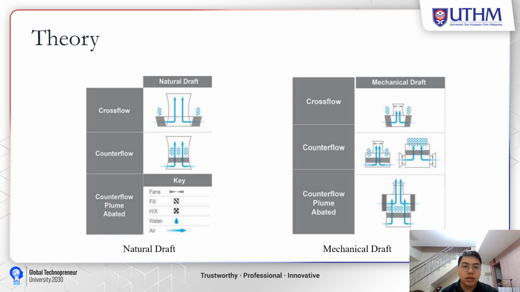So the next is about the theory. Commonly, there are two types of cooling tower, which are the mechanical and also the natural draft. It depends on the size or the capacity of the power station. So this cooling tower can be utilized. And the first one is the natural draft.